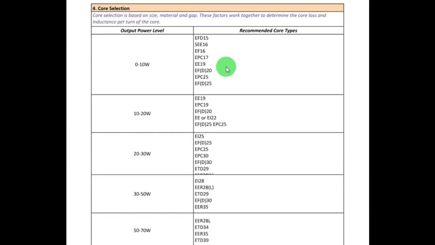Now I have shown in the flow chart how you select the core based on your power rating. Core selection is based on the size, material and gap. These factors work together to determine the core loss and inductance per turn of the core. So let us say for our application, for 0 to 10 watt, I will select the core among these: EFD15, EPC16, EF16, EPC17, EE19, EFD20, EPC25, EFD25.